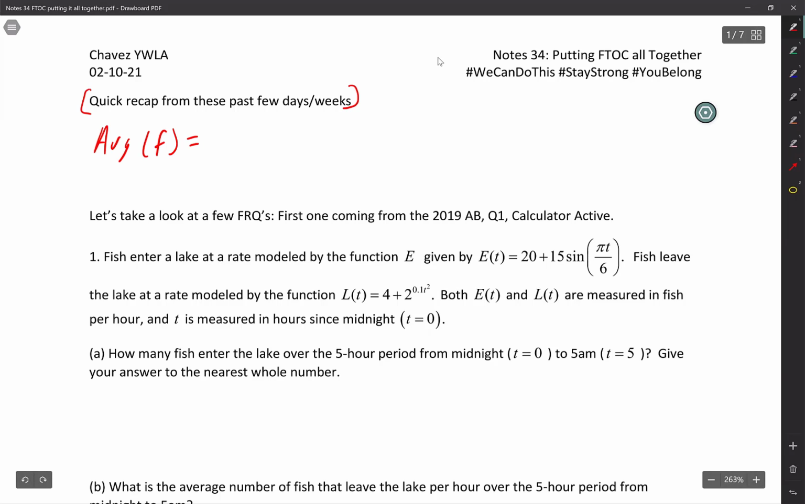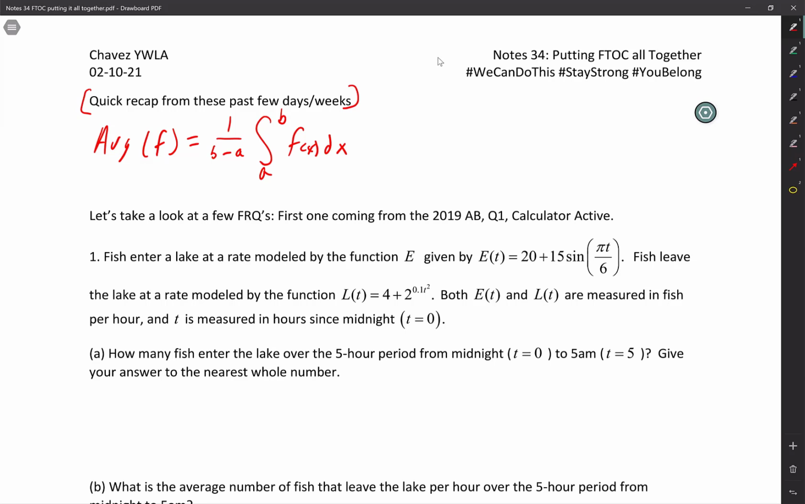Let's see, Viacana, can you help me with this? What was the average value of some function f that we discussed a few days ago? It was the integral, and it was from a to b. And then it was the function. And what did I have in front of this? Oh, 1/(b-a). Perfect. And then we proved that, guys.